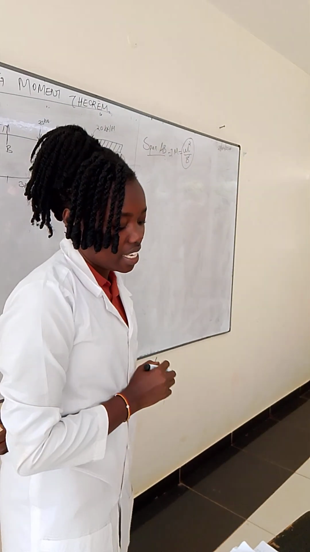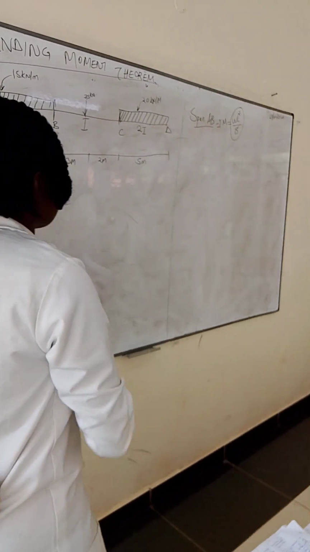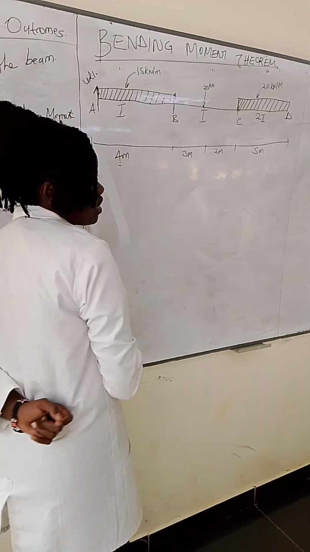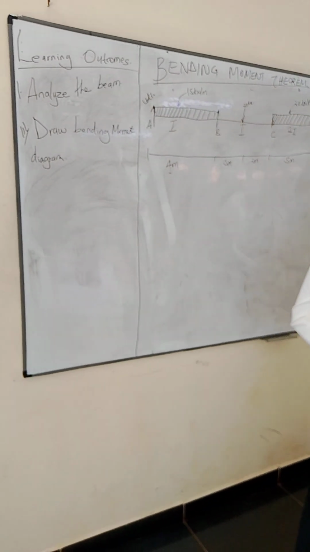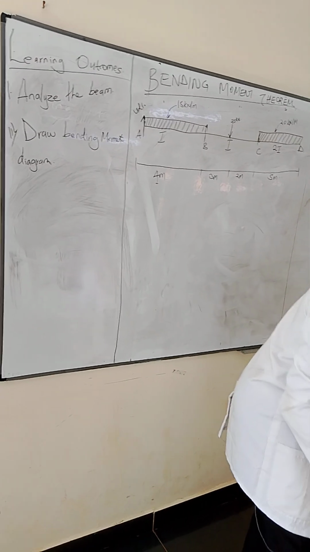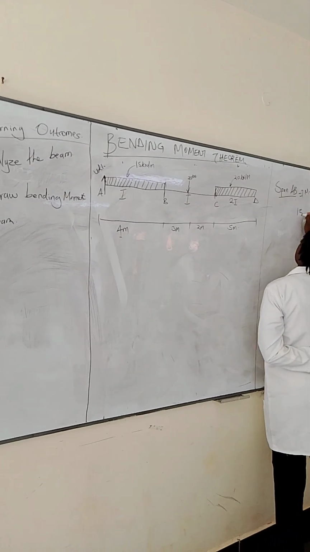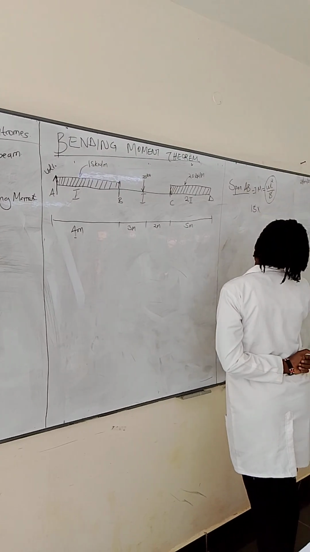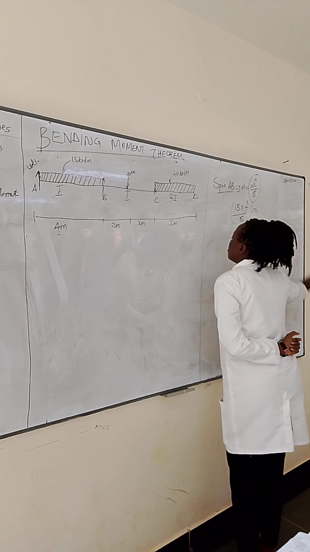So, in this case, we'll use wL squared over 8, meaning that it's a UDL. L is our length, and our length is 4 meters. So it will be our load, 15, times our length, 4, squared over 8. Are we together up to there? Any question?